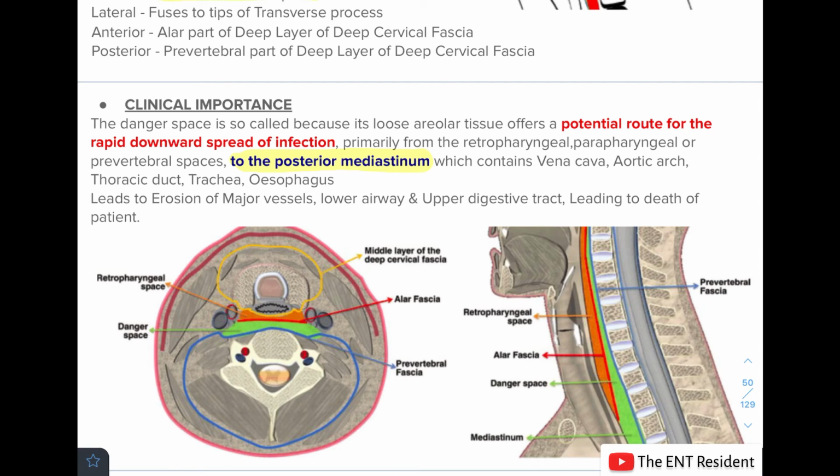So, you see in the picture over here, this is the alar fascia and this is the prevertebral fascia, and between them this green colored space is the danger space. Also in this picture, you can see how the danger space goes down to the posterior mediastinum.